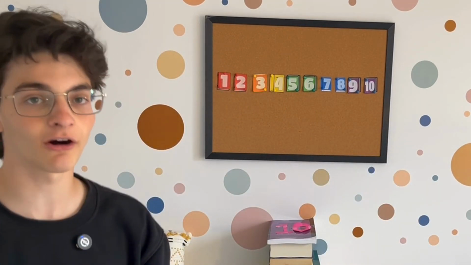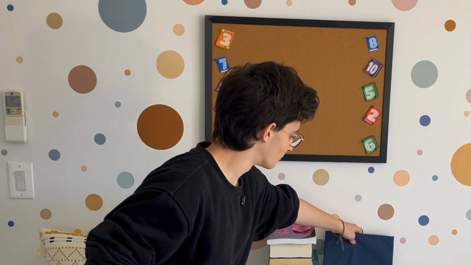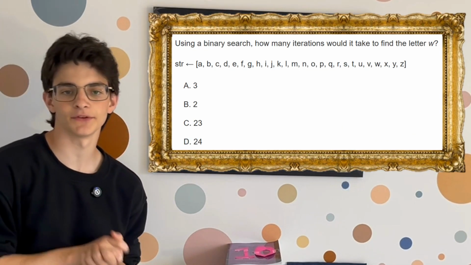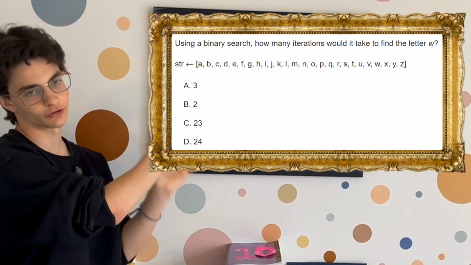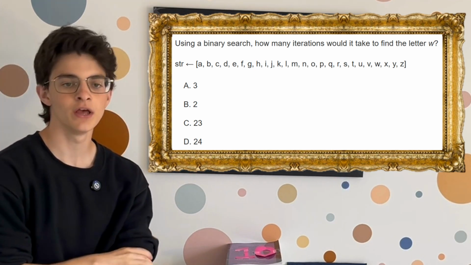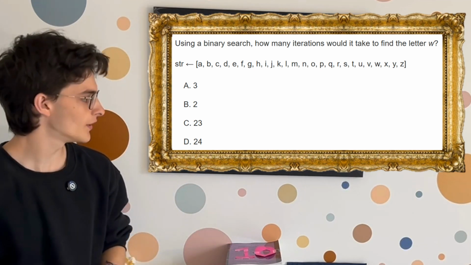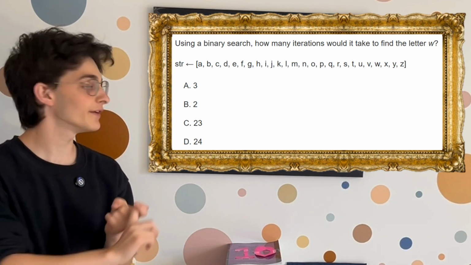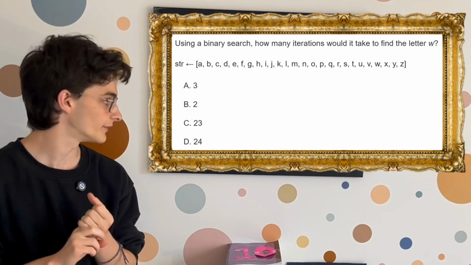Alright, with that basic knowledge, let's start with a practice question that College Board might give you. Let's throw a practice question up on the board here. The question says, using a binary search, how many iterations would it take to find the letter W? And this is the string we're working with here, which is the entire alphabet. You also get 4 answer choices, because all of these types of questions are going to be multiple choice. So your answer options are either A, 3, B, 2, C, 23, or D, 24.